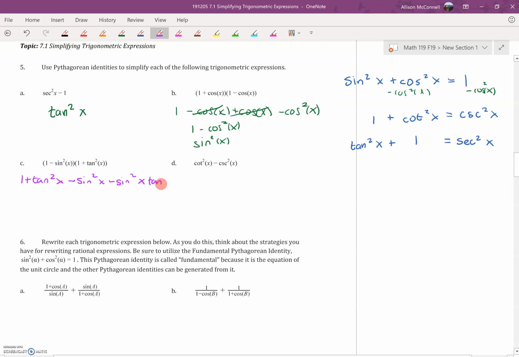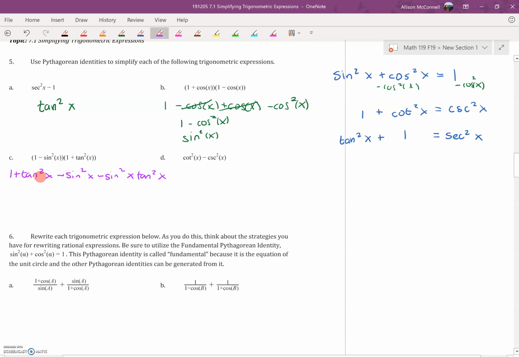And then what I started doing was replacing things with identities. So I saw, oh, hey, there's 1 plus tangent squared x, so let me just replace it with secant squared x. I went ahead and thought, secant squared x minus sine squared x minus sine squared x tan squared x. I was like, I don't see an identity here. So then I saw a common factor between those two terms. And then I said, okay, well, I don't know where I'm going, but I'm just going to go ahead and factor out that sine squared x from both of these.